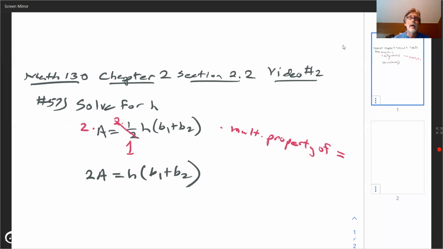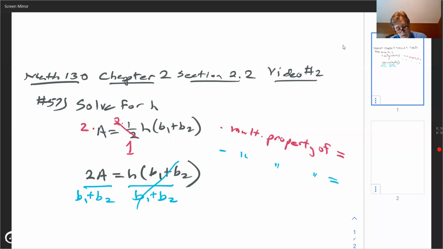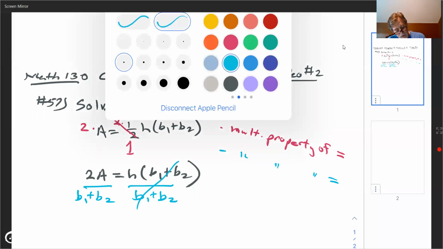And how do I get rid of multiply? That's right. You divide. In this case, by the thing called b1 plus b2, whatever that number is, both sides of the equation, okay? That thing cancels as a number. And the property we used here was, once again, multiplication or division property of equality. We did it twice.